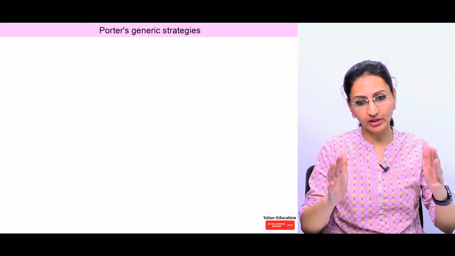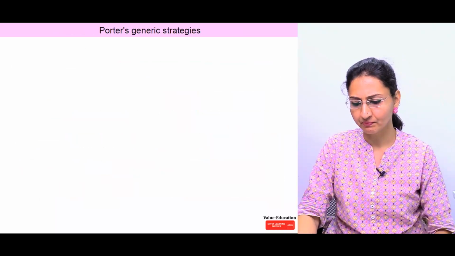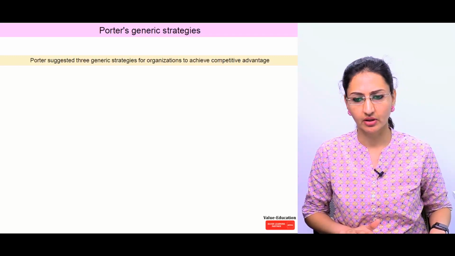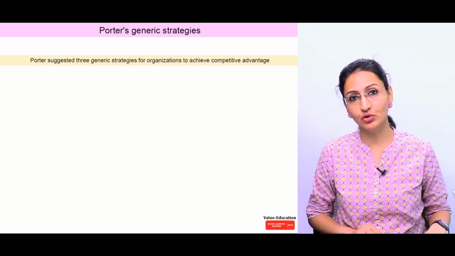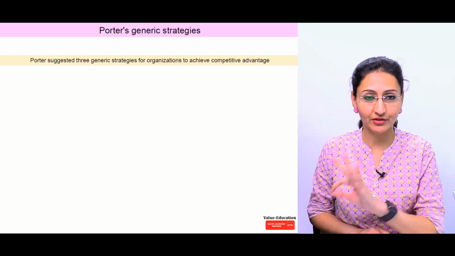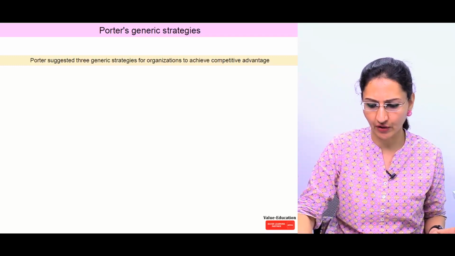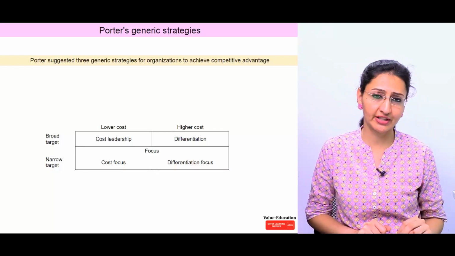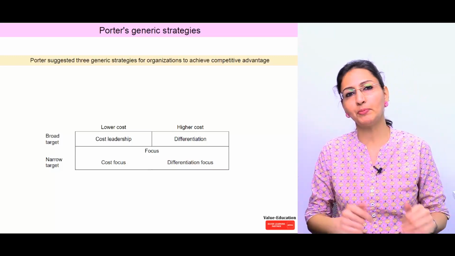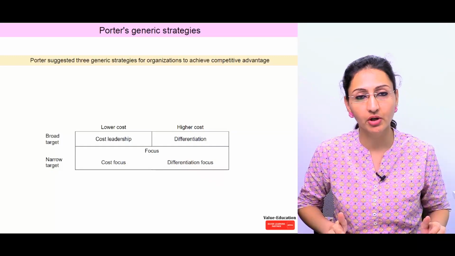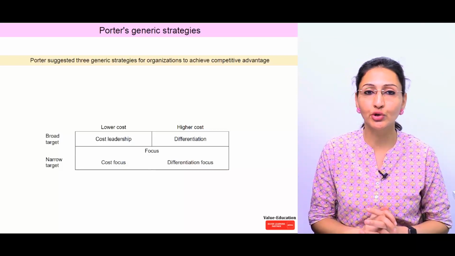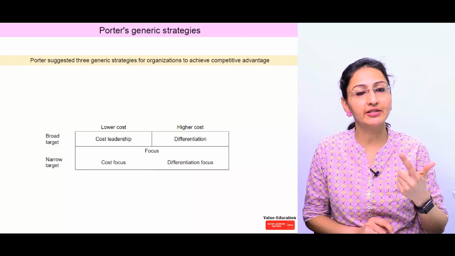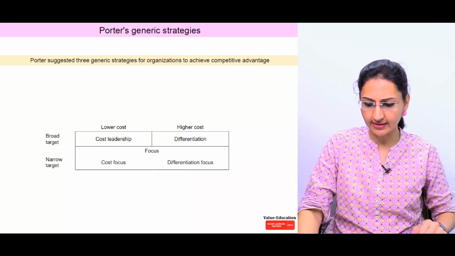Now let's come to Porter's generic strategies. They are quite easy. Porter recommended that any organization that wants to achieve competitive advantage has to follow three generic strategies. What are these three strategies? One, cost leadership. Two, differentiation. Three, focus. Simply put, if a firm wants to get a competitive advantage, it should follow these three strategies.